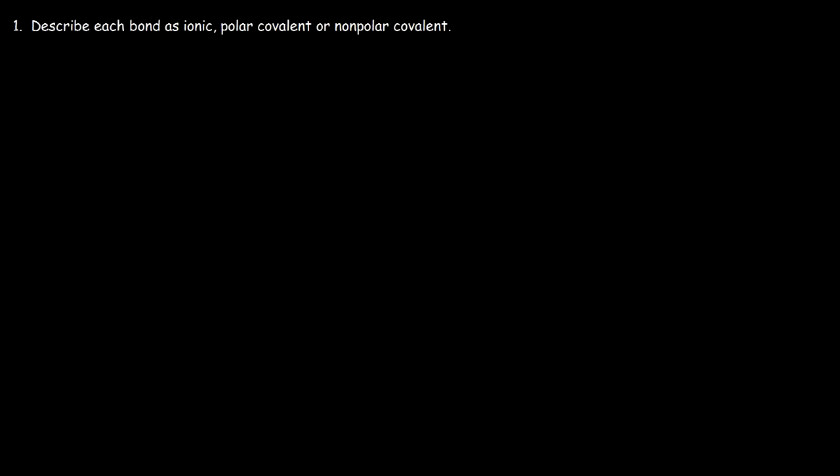In this lesson, we're going to talk about ionic bonds, covalent bonds, particularly polar covalent bonds and nonpolar covalent bonds. So let's say we have this bond, the bond between two hydrogen atoms. Would you describe this bond as ionic, polar covalent, or nonpolar covalent?